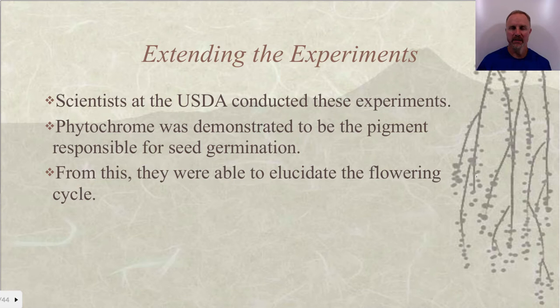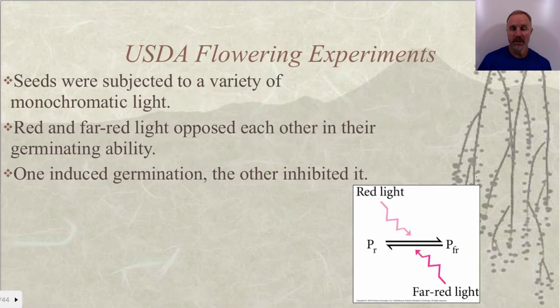So they were able to look at the seed germination and the flowering to figure out these types of things. And what they found was that if they were just beaming it with monochromatic light, in other words, one color of light. So we have red and we have far red. They're both in the red color, but they have different wavelengths. And they noticed that one of the colors induced germination, got these plants to germinate, and the other one inhibited it.